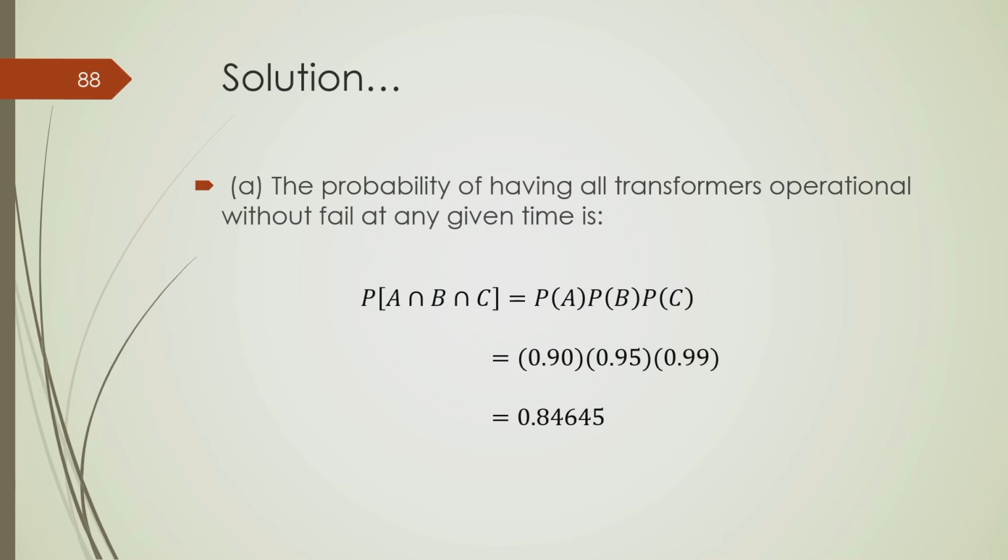Now, what would be the probability of having all the transformers operational without any fail? That will be the reliability level of the system. So, you multiply all these 3, you get 0.84645, which is similar to 84.645 percent. So, that percentage of time, there will be no faults at all. Our system will be operational in healthy condition.